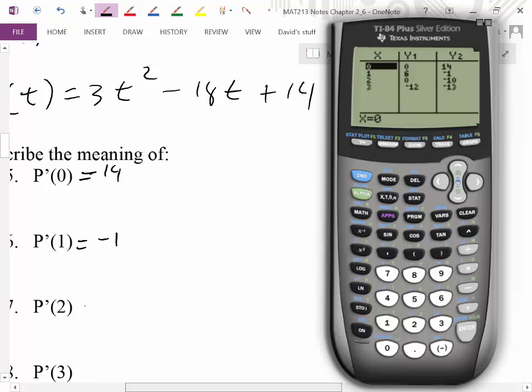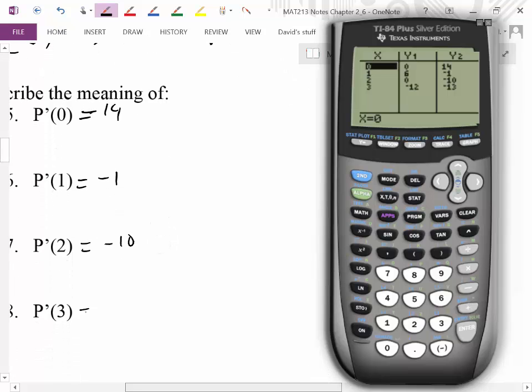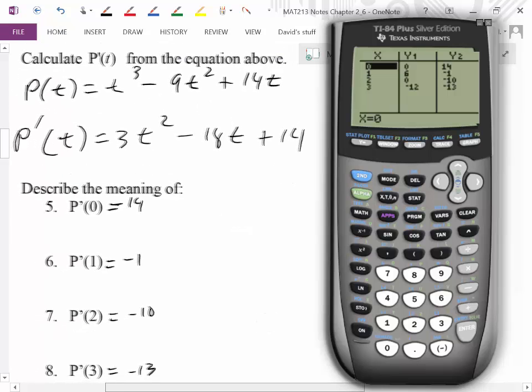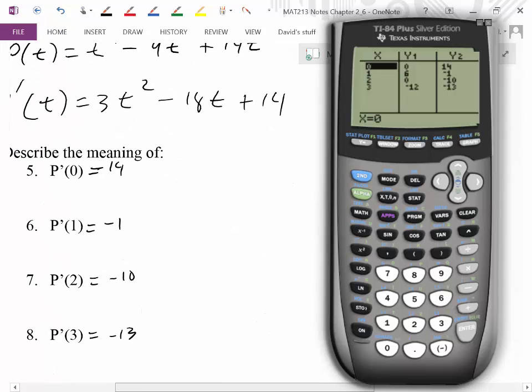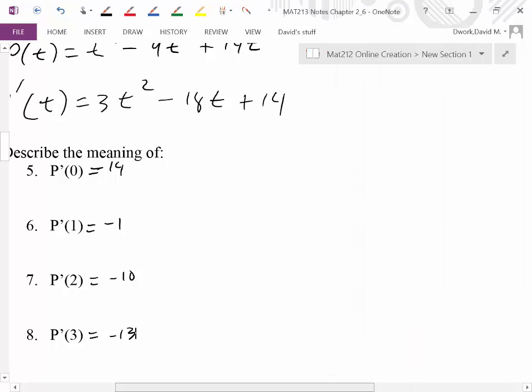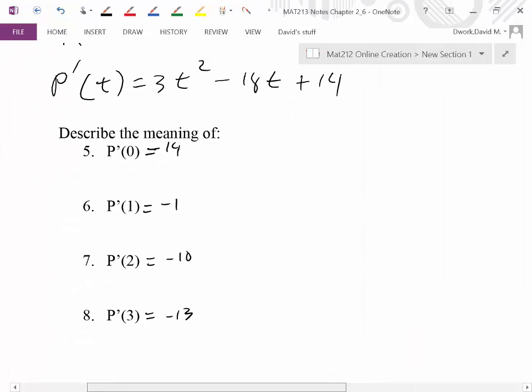When I substitute in 1, I get out -1. When I substitute in 2, I get out -10. And when I substitute in 3, I get out -13. Now, of course, you can do this by hand. It's just a way of saving yourself a little bit of time, but do not use this in substitution of understanding. You need to know how to do it by hand.